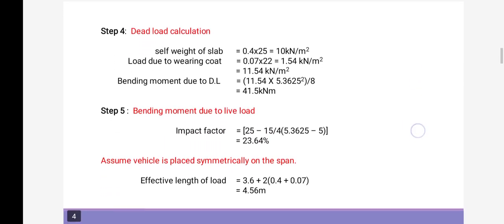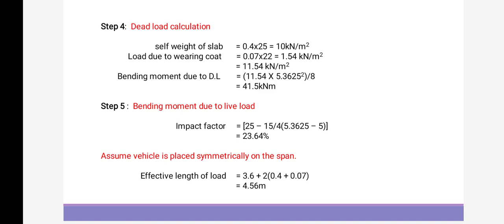Then step 4, dead load calculation. First one, self weight of slab. The self weight of slab is equal to breadth times the density of concrete. So breadth is 0.4 and density of concrete 25 kilonewton per meter cube, which gives 10 kilonewton per meter square. Then load due to the wearing coat is equal to wearing coat breadth times the density of wearing coat concrete. Therefore the answer is 1.54 kilonewton per meter square. The total dead load is equal to self weight of slab plus load due to wearing coat, so 11.54 kilonewton per meter square.